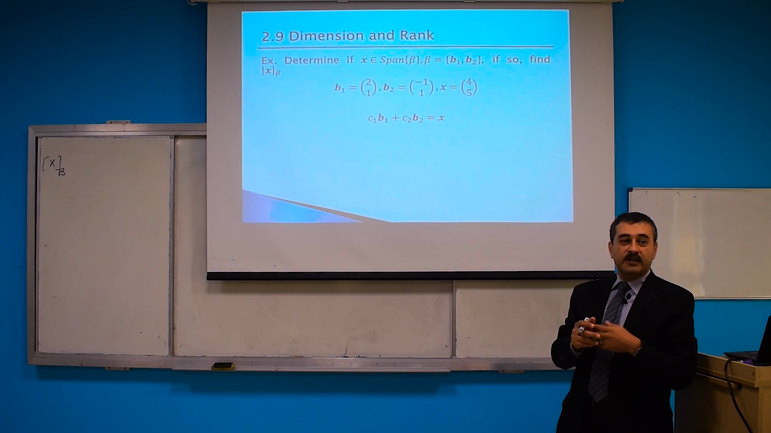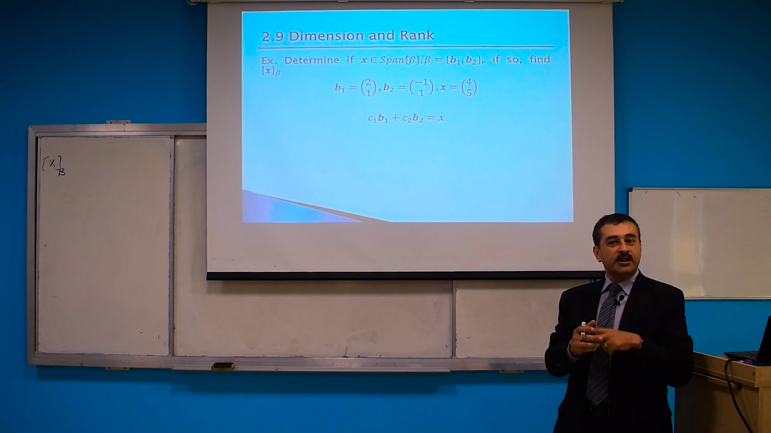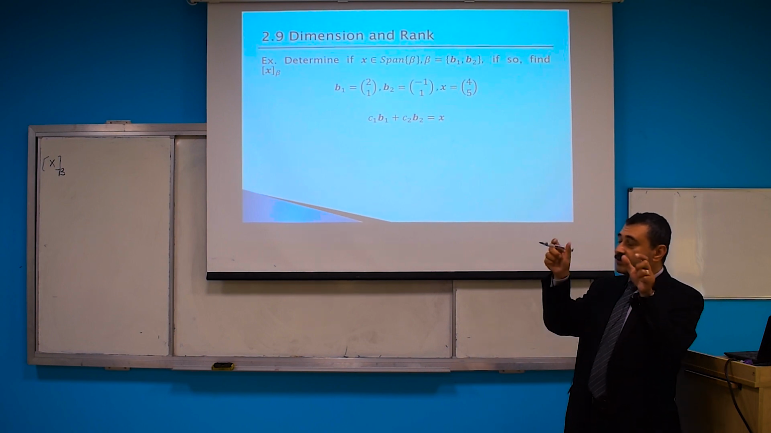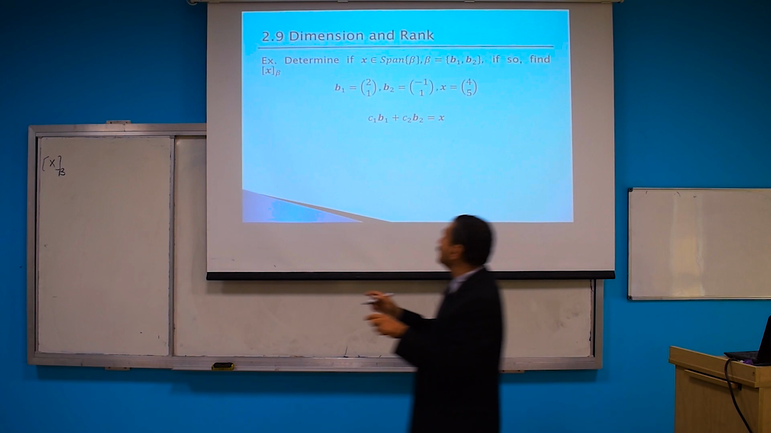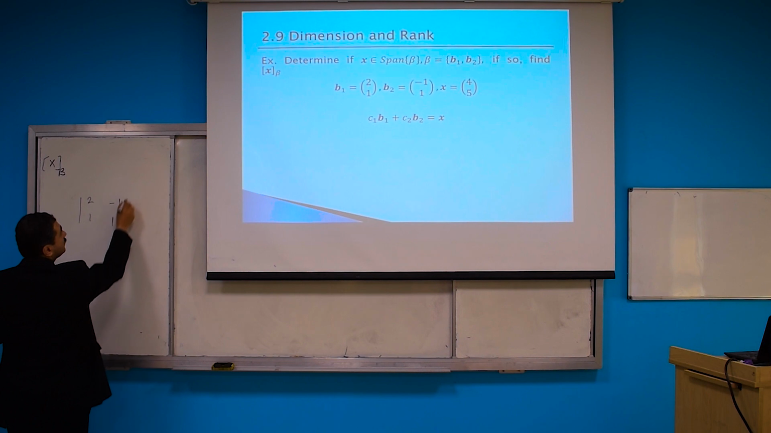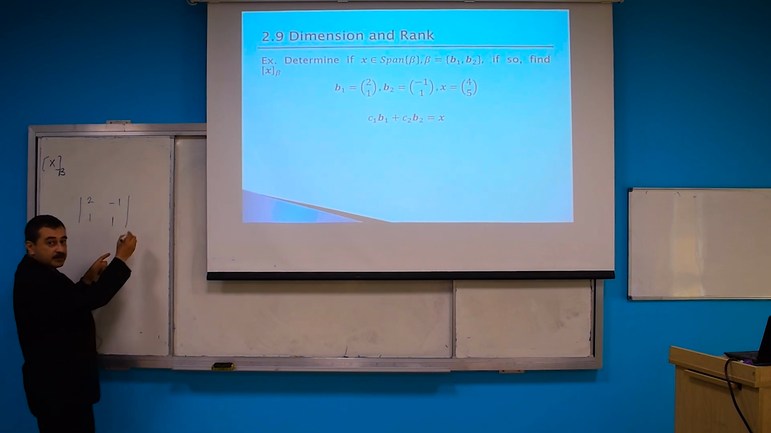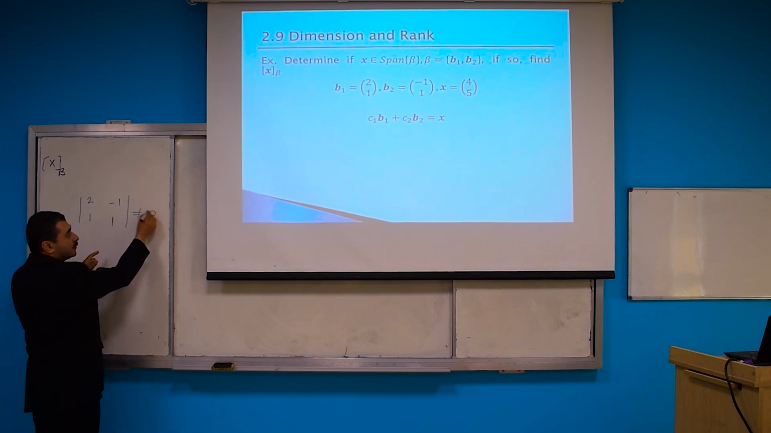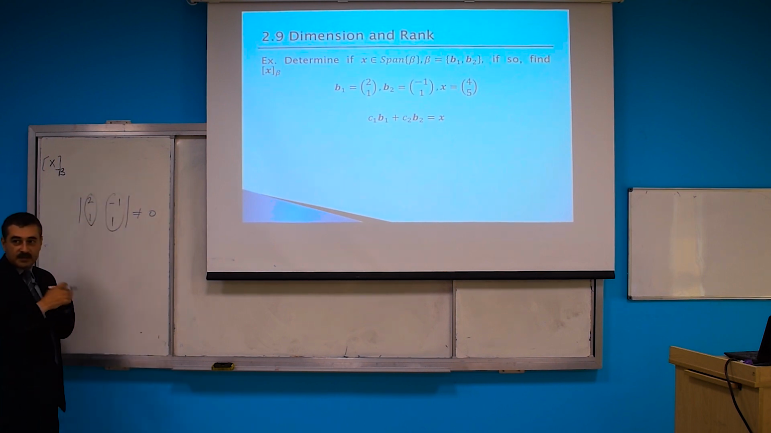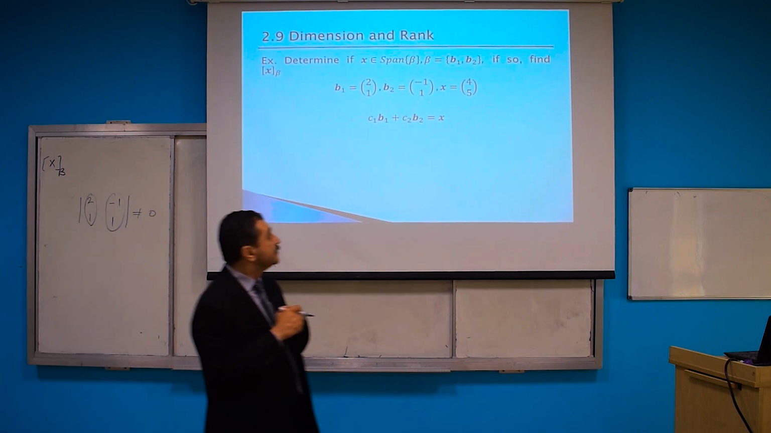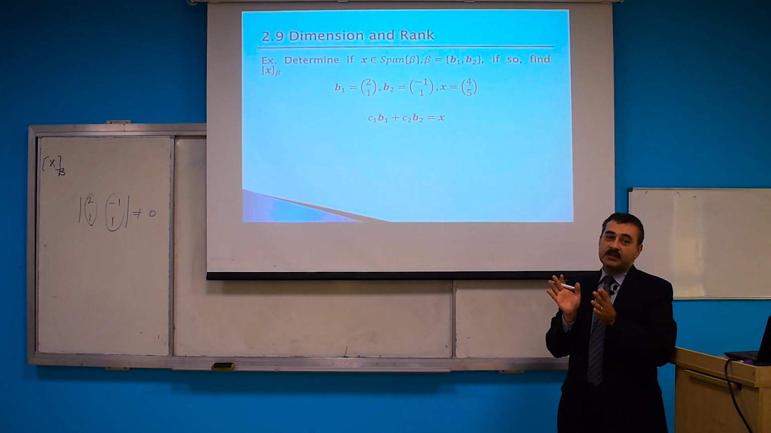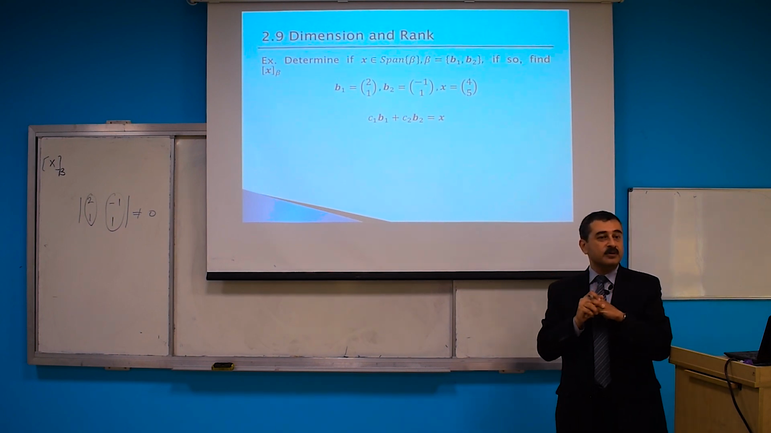Another way to check, if I give you two vectors in R2, you can check using the determinant. If you remember, you put the two vectors in a determinant: 2, 1, negative 1, 1. And the determinant is not 0, which means that the two vectors are linearly independent. This is another way to check the independence if you have two vectors in R2. So these vectors actually can form a basis in R2.